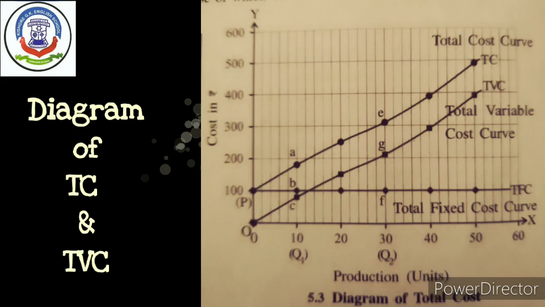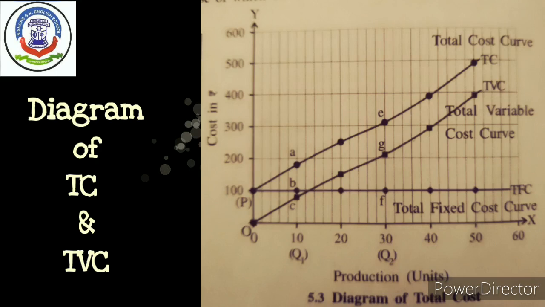On the x-axis, production is shown, and on the y-axis, cost is shown with the increase in production. There is no change in fixed cost, but variable cost increases. If output is zero, then total fixed cost is still 100, while total variable cost is equal to 0. As the production increases, total fixed cost remains constant and total variable cost increases.